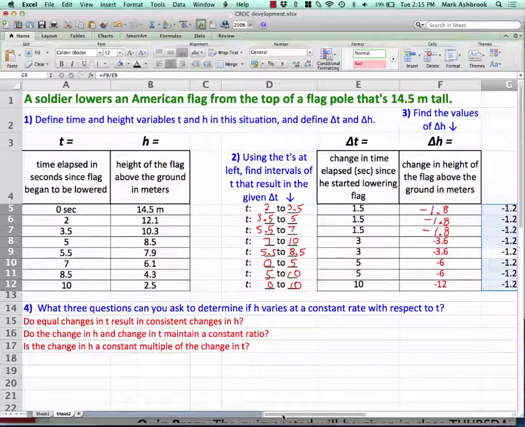So now I did it for all of them. I divided change in H by change in T. What do we see? Constant, right? It looks good.